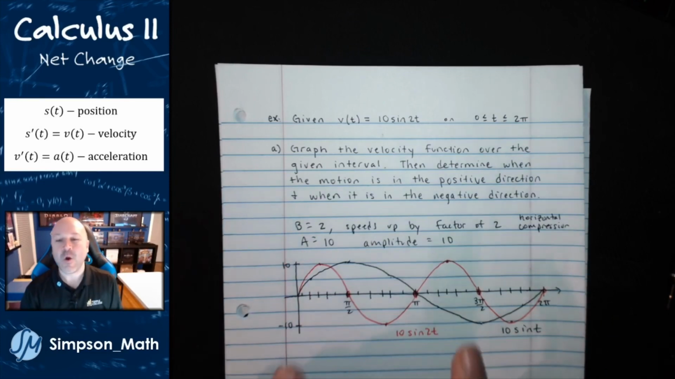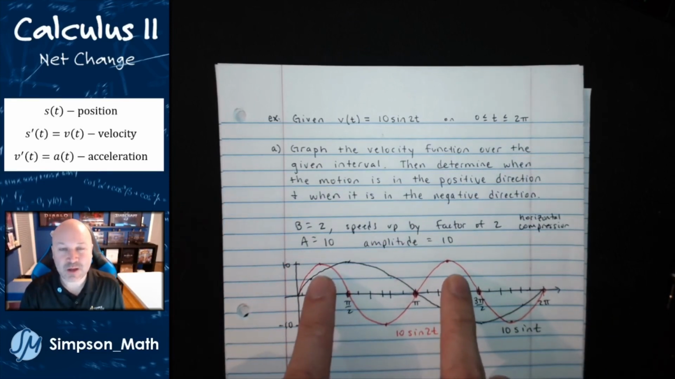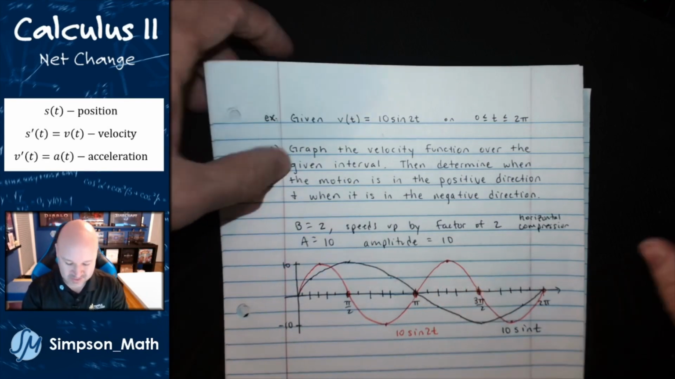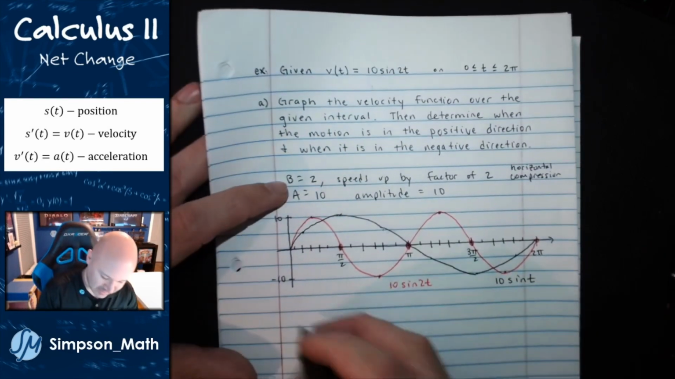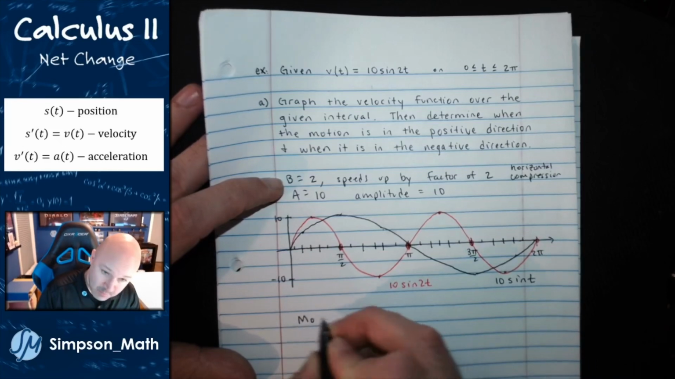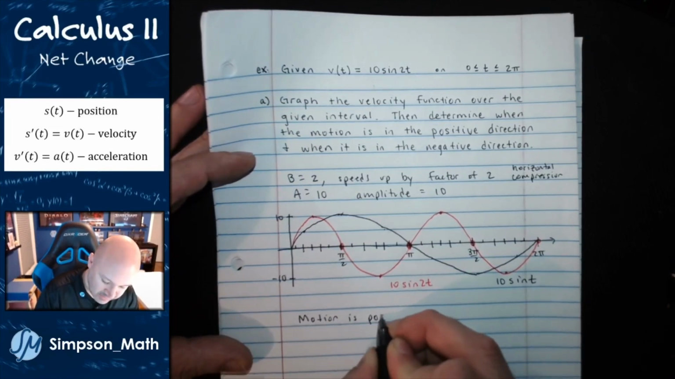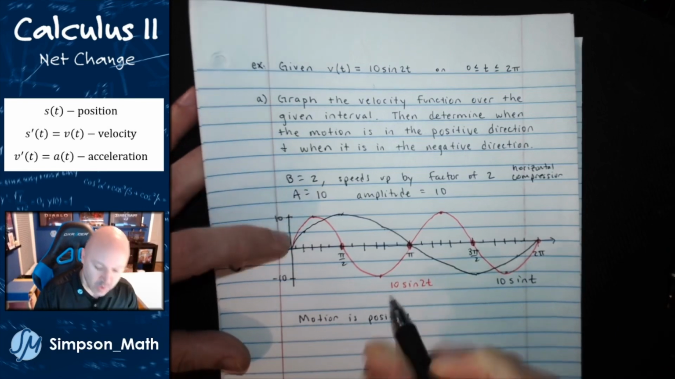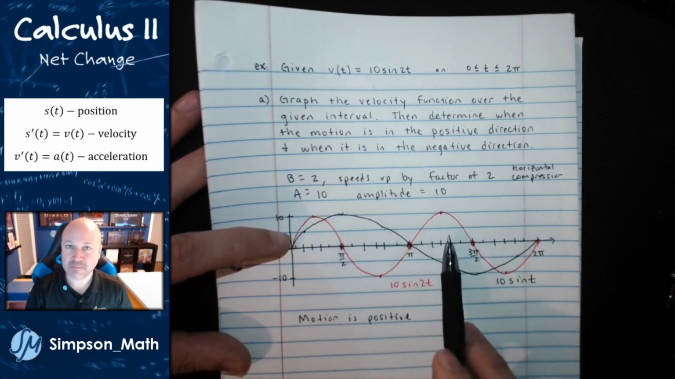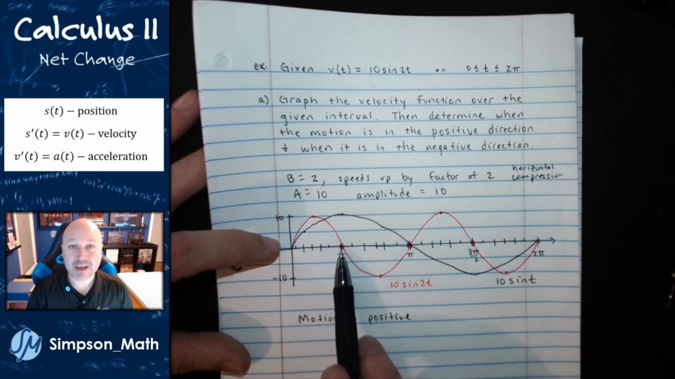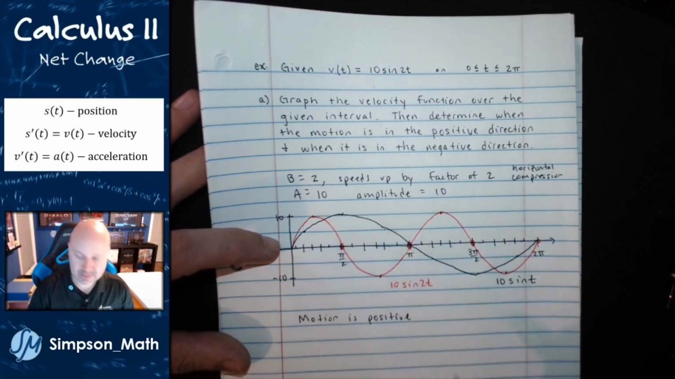Okay, what was I saying? Oh yeah, where the velocity function is positive, the object was moving in a positive direction. So let me just plot that down before I make another mistake. The motion is positive wherever the velocity function is positive. So from 0 to pi halves and from pi to 3 pi halves.